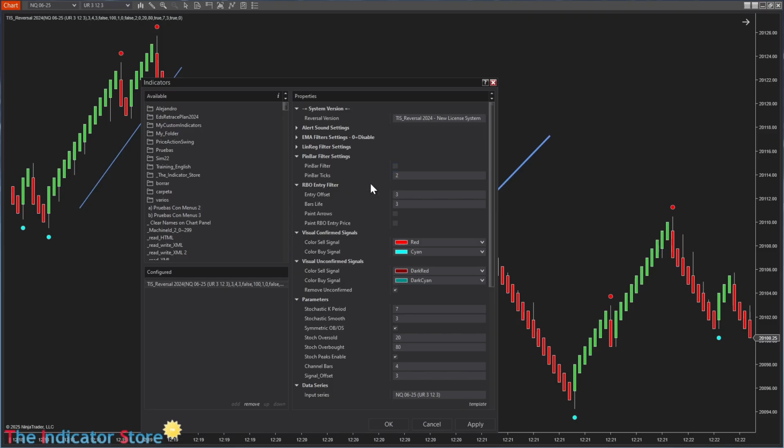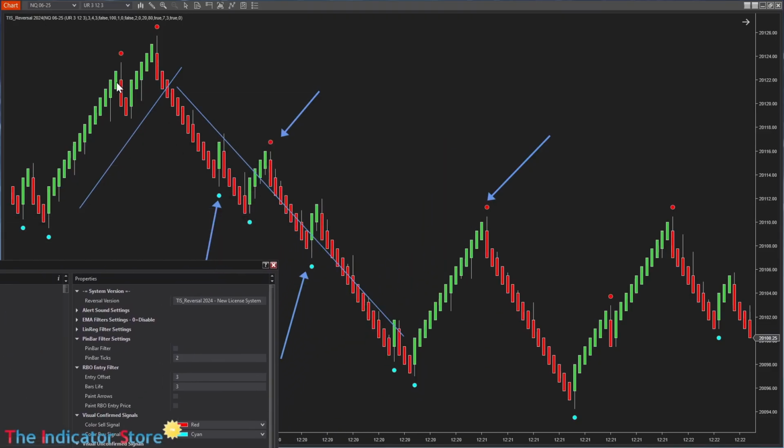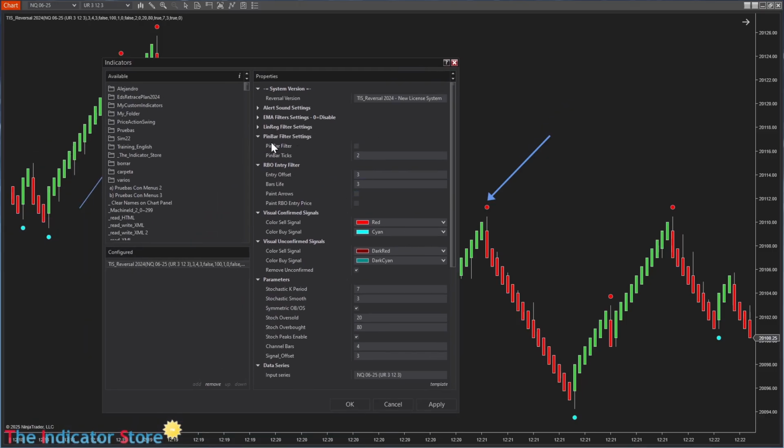There is also the pin bar filter. This was requested by a customer. The idea is that the signal should be a pin bar, a wick at the top or at the bottom. At the top for a short, at the bottom for a long. Currently, it is also disabled, and you can specify the minimum number of ticks that the pin bar must have, the size of the wick. Currently, it is disabled.